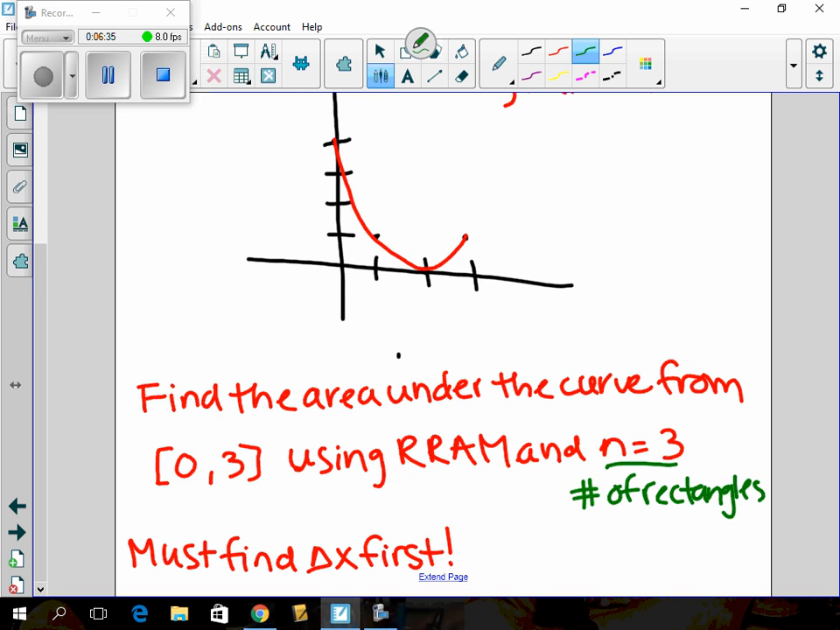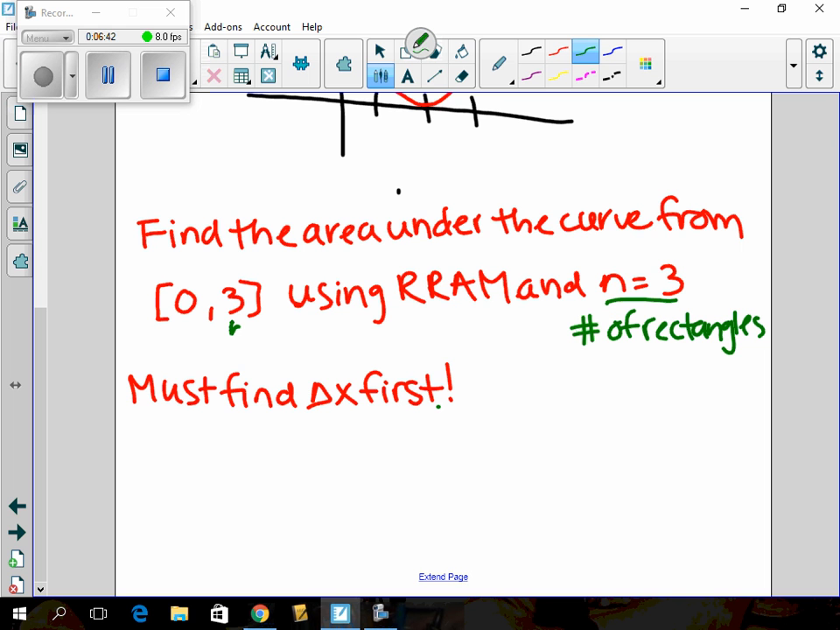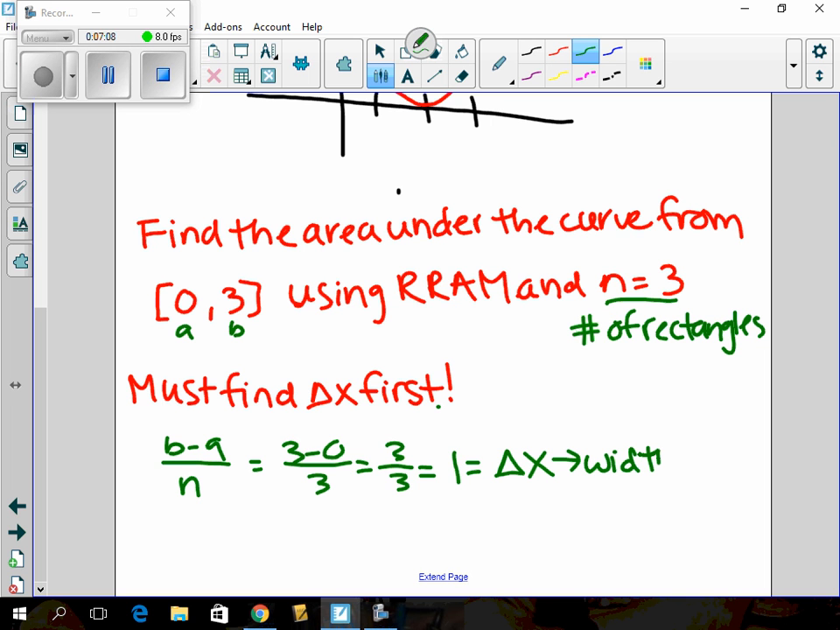So this doesn't tell me my delta x. This doesn't tell me my width. So I need to find delta x first. And how I do this is I take my endpoint, so 3 minus 0. So I want to take b minus a all over our n. So in this case, our n is 3. So here I get 3 over 3. So I get 1. So that is my delta x. That is my width of my triangle, or my rectangles.